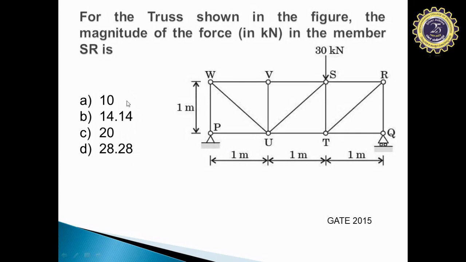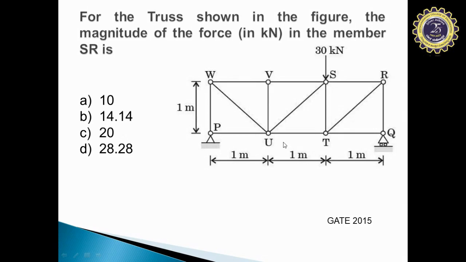As you can see, options A and C are in the ratio 1:2, as well as B and D are 1:2. That means they are giving you a hint that you will get one of the options between either A or C or B or D.